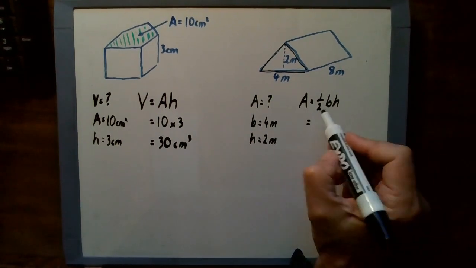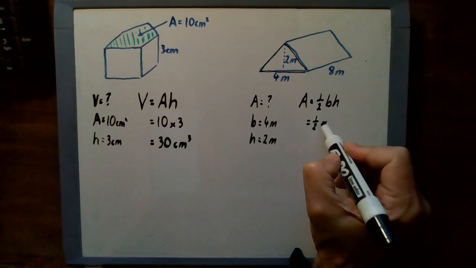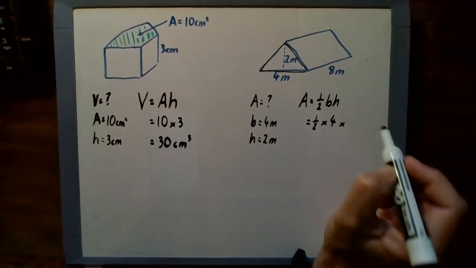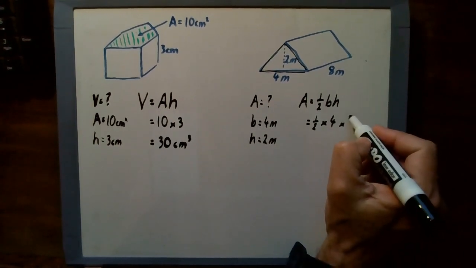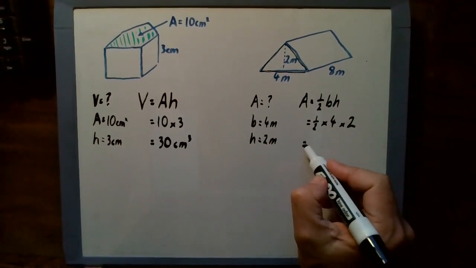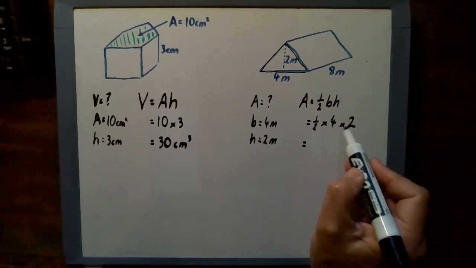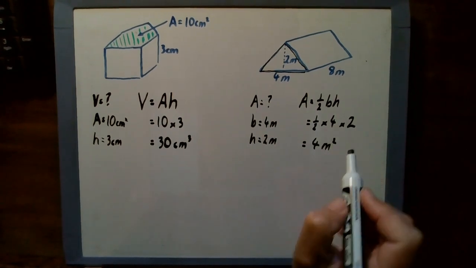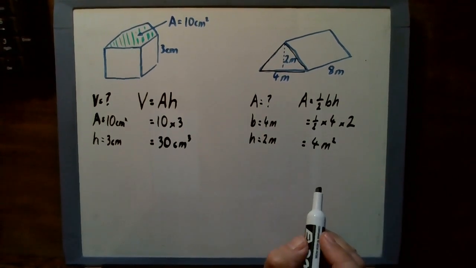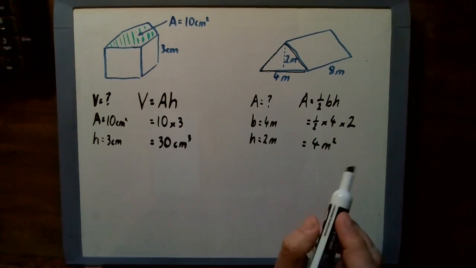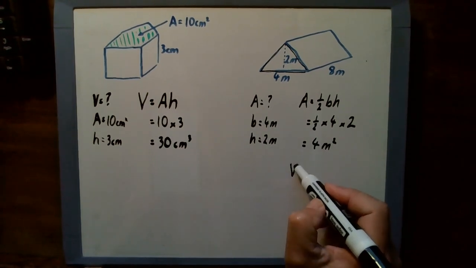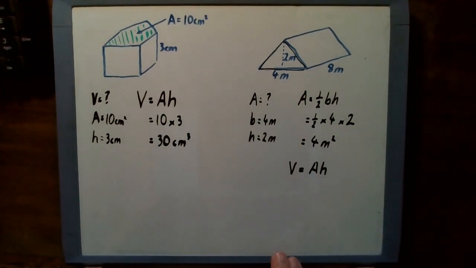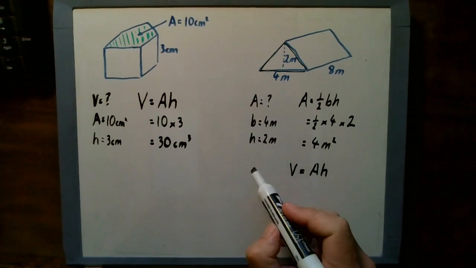So the area we're finding is a half times the base, which is 4, times the height, which is 2. A half of 4 is 2, and 2 2s are 4. So we have an area of 4 meters squared. But overall, we're trying to find the volume. So we go back to our formula for the volume of a prism. Volume equals area times height.